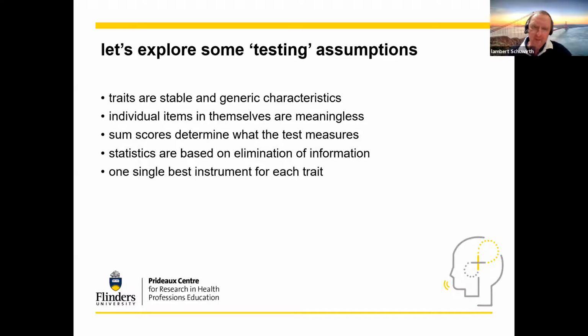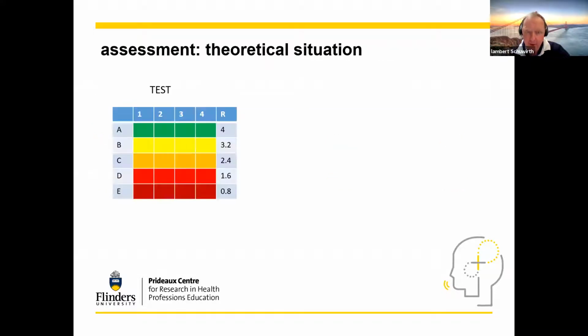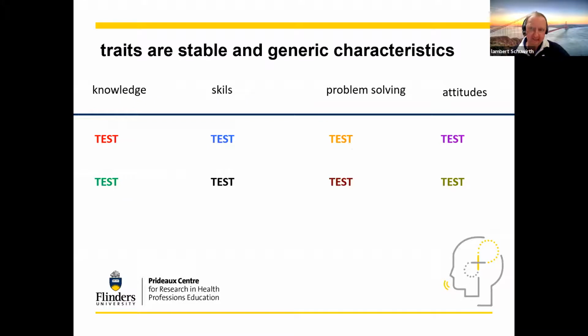So one assumption is that a trait like knowledge or skills or problem solving or attitudes can be seen as a stable and generic characteristic. So the idea was that you had a test for knowledge, a test for skills, for problem solving, and for attitudes. And of course, a test for knowledge should not test skills, and a test for skills should not test knowledge, and vice versa. And the whole idea was that there was one best test for each. I'll come back to that.